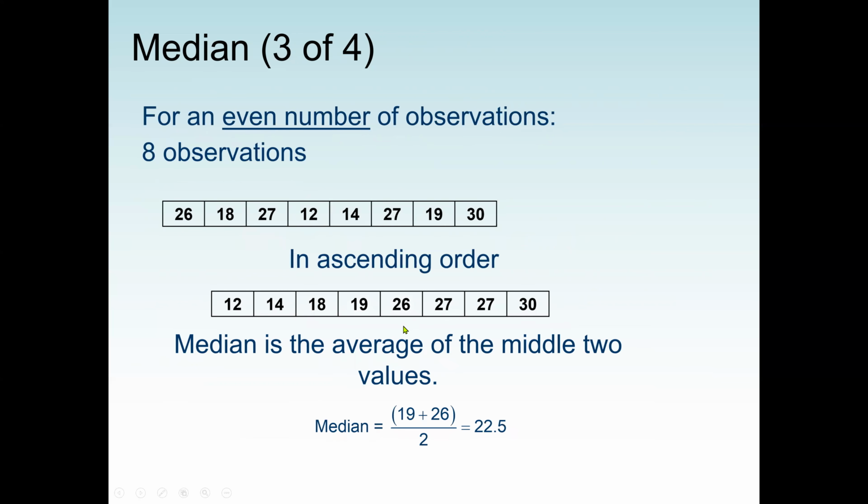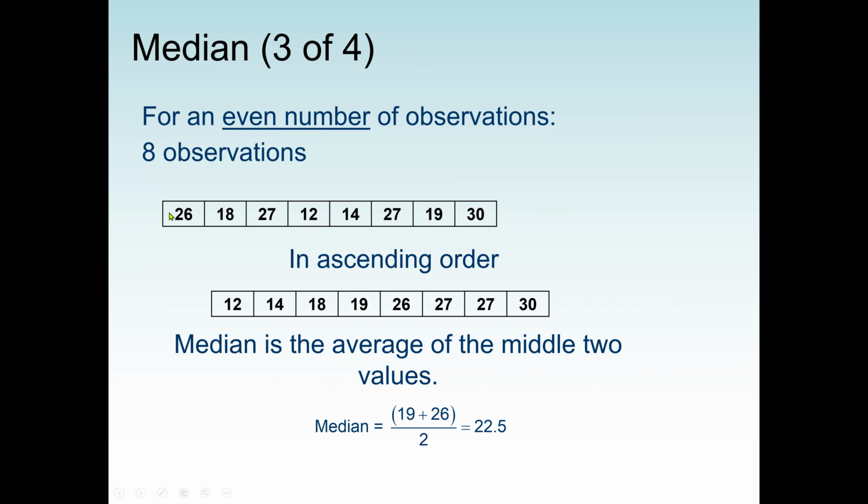And now if the values are, let's say, 8 observations we have here, you'll see that we are going to have 2 middle values. If the total observations, or the sample size or population size, is an even number, let's say 10, 100, 50, then we're going to have 2 middle values. So if we have 2 middle values, we are going to take both of them. Then we find the average of the 2 middle values.